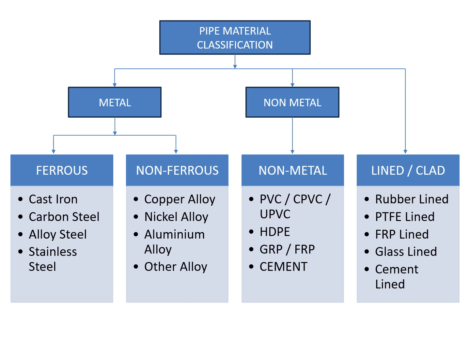Non-metal pipes are PVC, CPVC, UPVC, HDP, GRP pipe, FRP pipe, and cement pipes. The lined or clad pipes can be non-metal or metal pipe with a cladding inside. For example, we can use carbon steel pipe and have a PTFE lining inside.